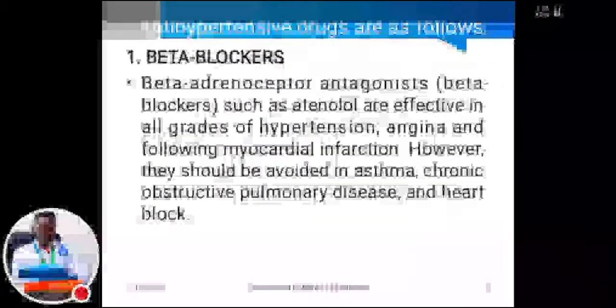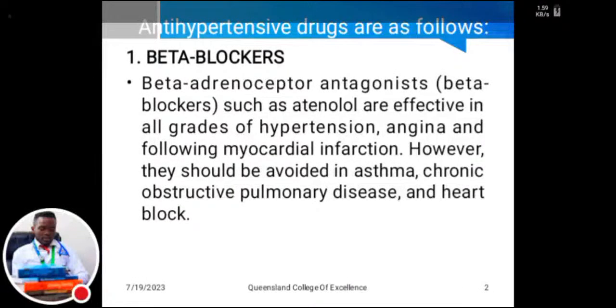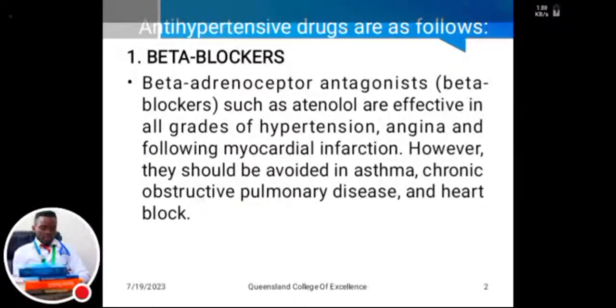A stands for ACE inhibitors. B stands for beta blockers, and C stands for calcium channel blockers. Then D stands for diuretics.